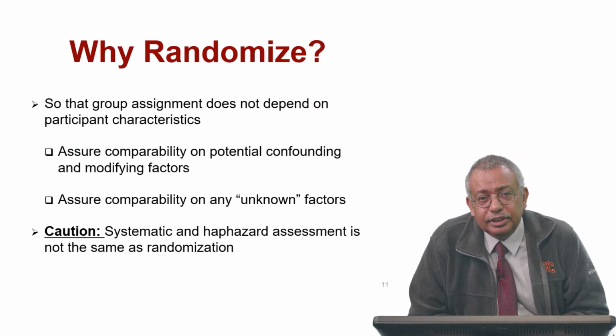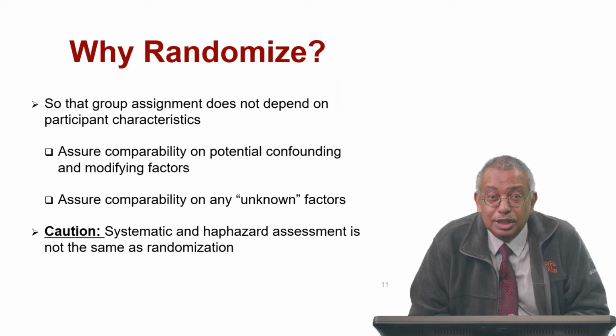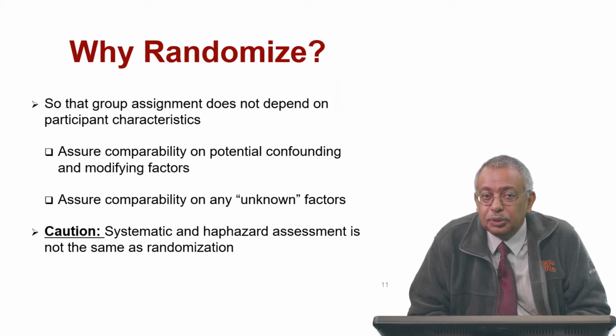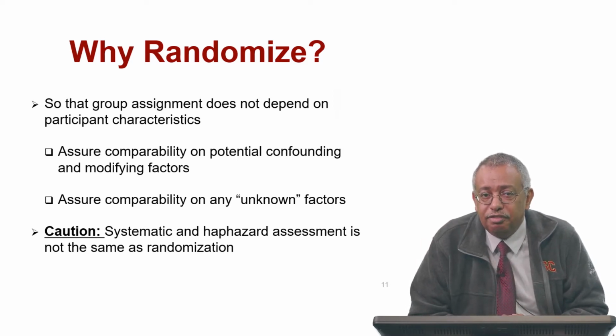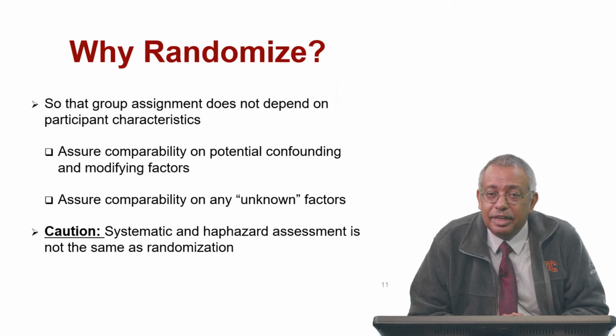So the question is, obviously, in order to randomize, in order to have full control, it comes at a price. So why randomize? What's the value of randomization? Randomization helps in the sense that the group assignment does not depend on participant characteristics. So it assures comparability on potential confounding and modifying factors, and I'll come back to some of these concepts which are not well defined yet. It also assures comparability on any unknown factors. So if it's truly random, then you're also controlling for some unknown factors.